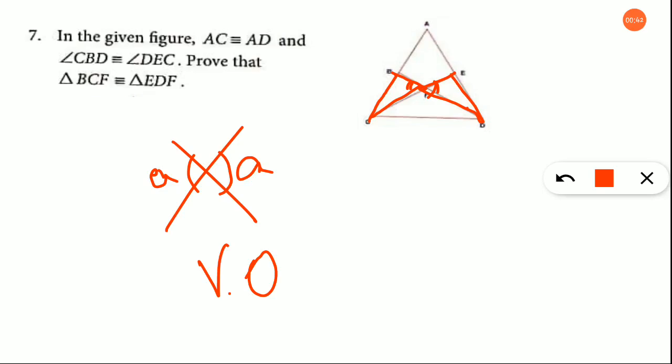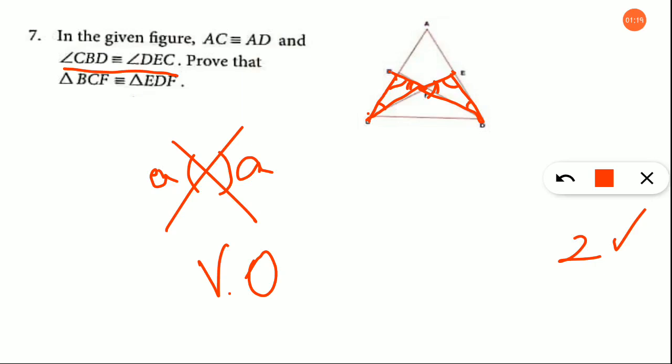And next you are going to check this angle B and angle C. Same way here you have to check angle E and angle D. Okay, for that again look at the question. Angle CBD is congruent to angle DEC. So these two angles are also congruent, and that is given. Okay, so two angles are same in both the triangles, and the next step is to check whether these two angles are same or not.